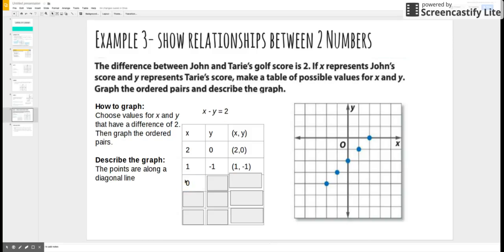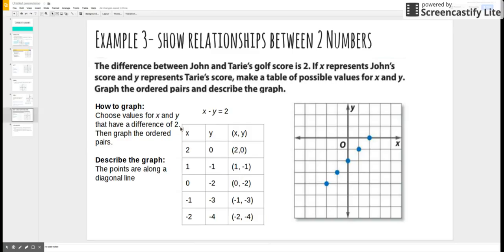So if we made x equal 0, and this y has to be a difference of 2, well, then it's negative 2, and our ordered pair would then be 0, negative 2. If we make our x be negative 1, if it has a difference of 2, our y is negative 3, and our ordered pair is negative 1, negative 3. And finally, if we make our x negative 2, well, a difference of 2 would end up being negative 4, and our ordered pair would be negative 2, negative 4.